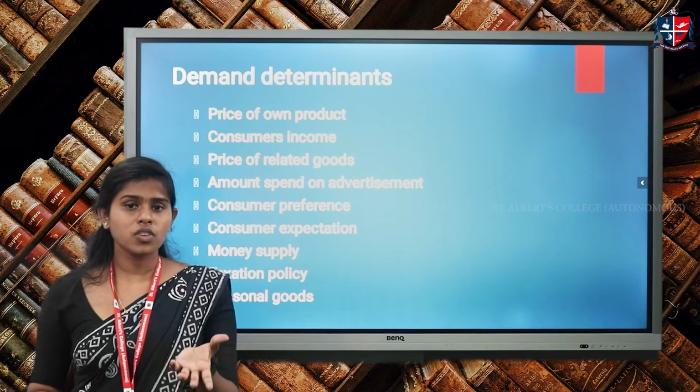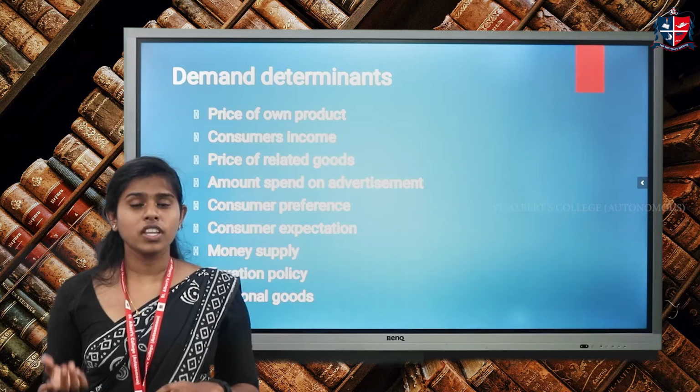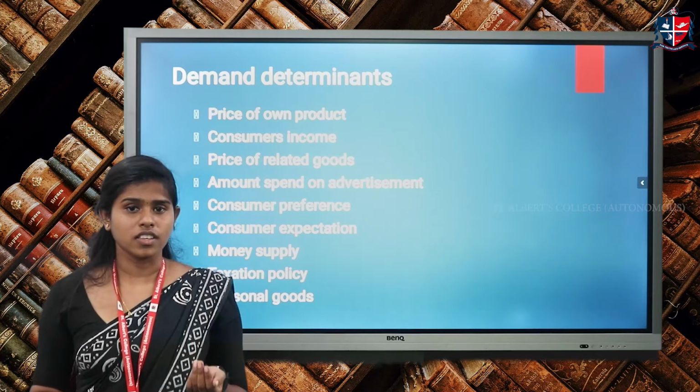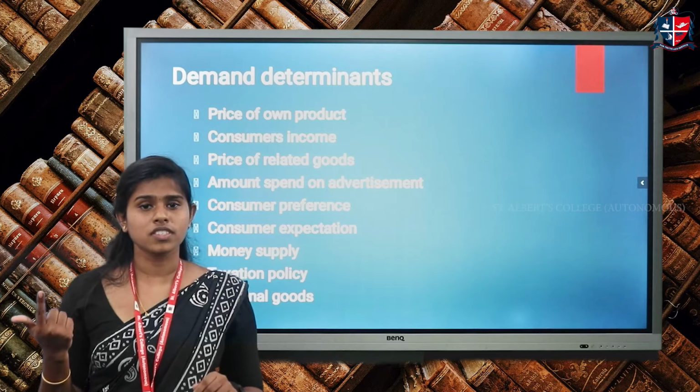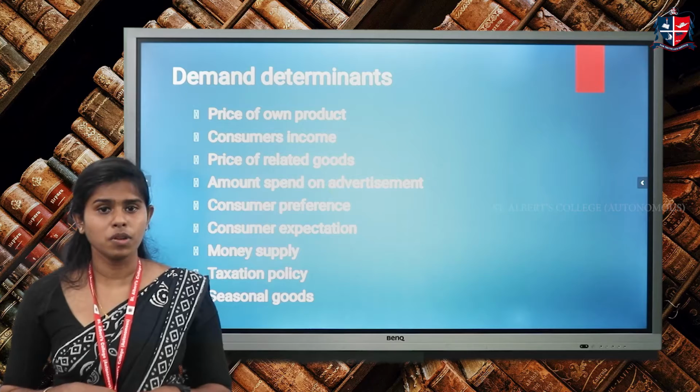I have already told you that examples of complementary goods are pen and ink. So whenever the price of ink increases, the demand for pens will decrease. So when the price of one good increases, the demand for the other good will decrease in the case of complementary goods.